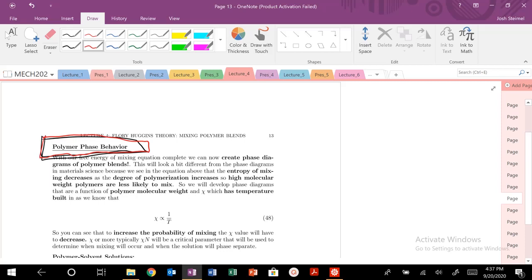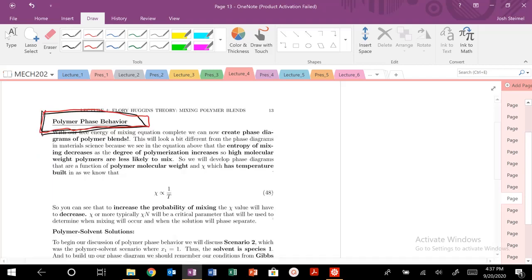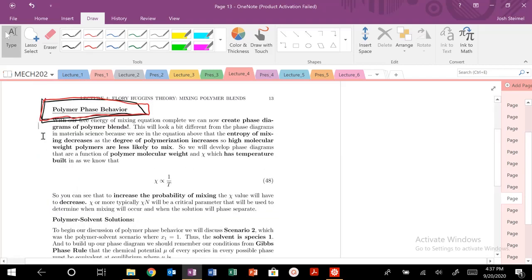But the key thing here is to know that we're dealing with a single curve, which is that delta G, the free energy of mixing. We'll get back to that in just a second. But anyways, let's go ahead and examine and create phase diagrams for our polymer blends.